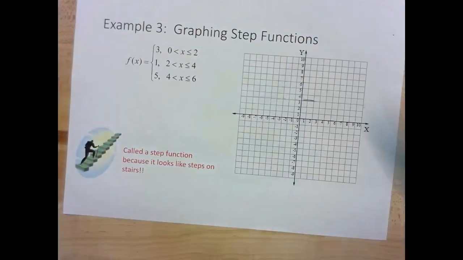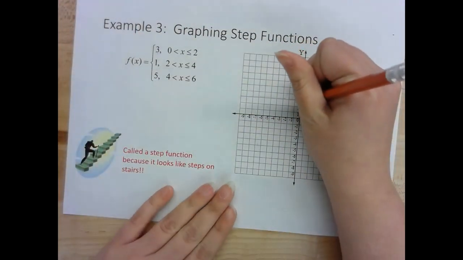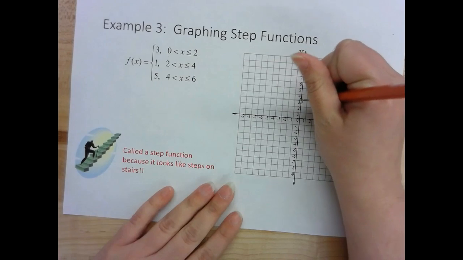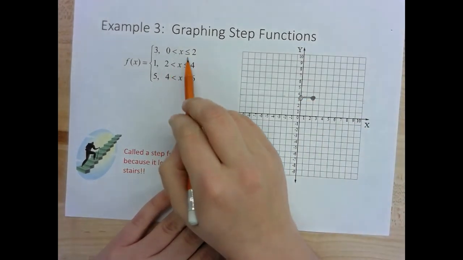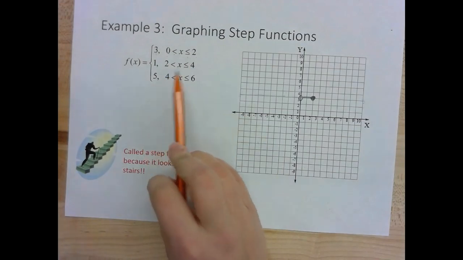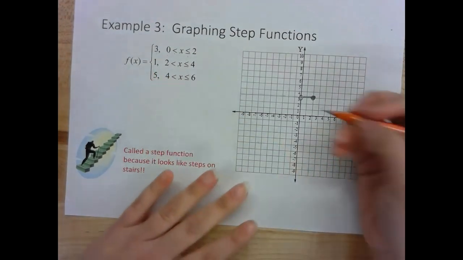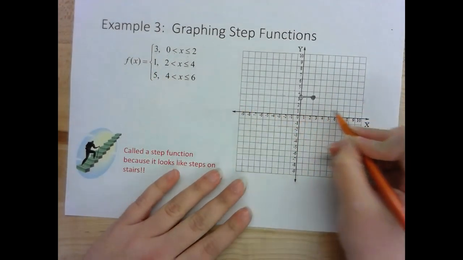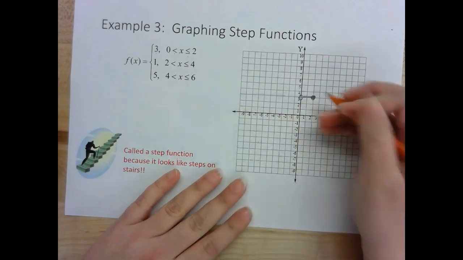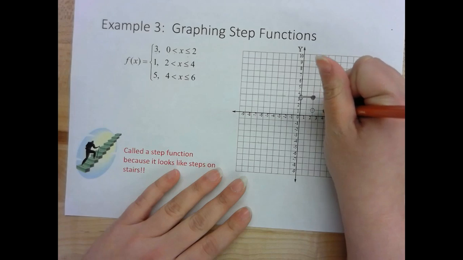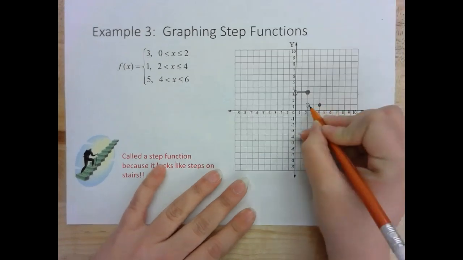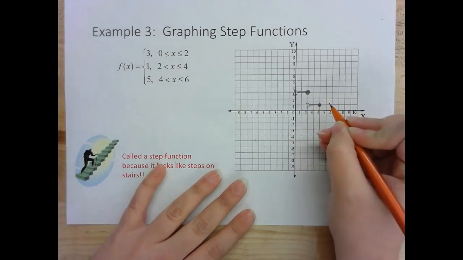There we go. Okay, now I want a big open dot on 0, and then a big closed dot over here, because that's what it tells me here. Open dot, closed dot. Now, between 2 and 4, I want a 1. So that would be the line going right here, right? Right at 1. So I want an open dot at 2, closed dot at 4, and then a line connecting them.